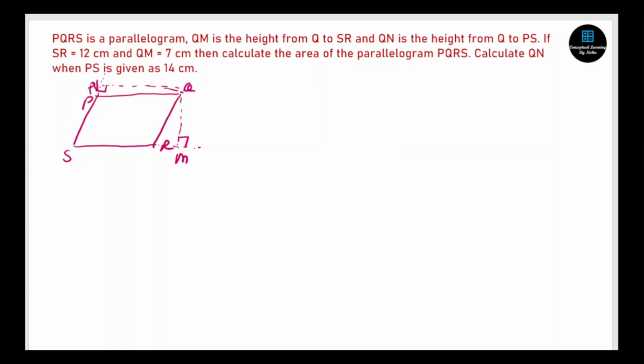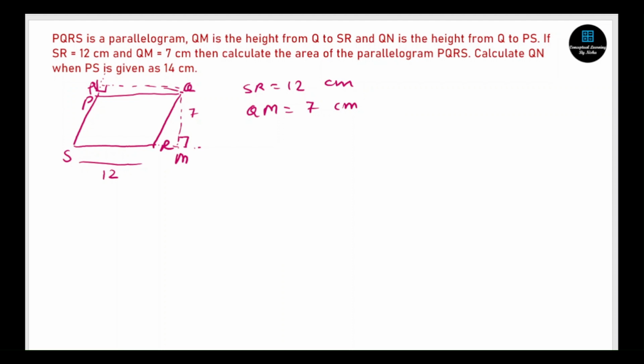Now what I can say, if SR is given as 12, so SR equals 12 centimeter. This QM is 7, so QM equals 7 centimeter. Now you have to calculate the area and then again one more side is given and you have to find QN. So let's do one.